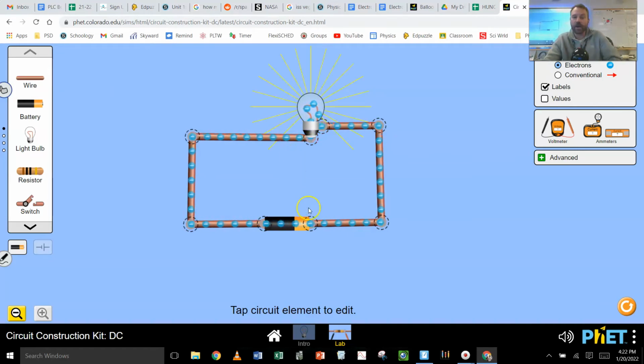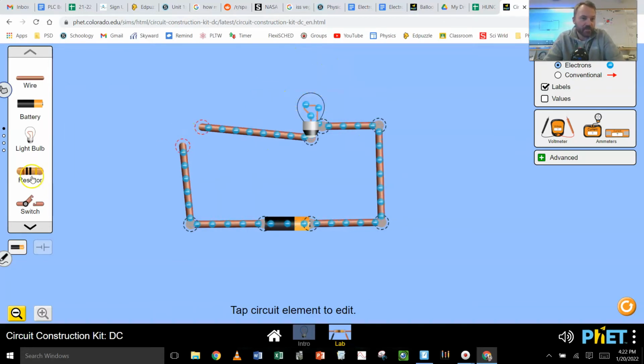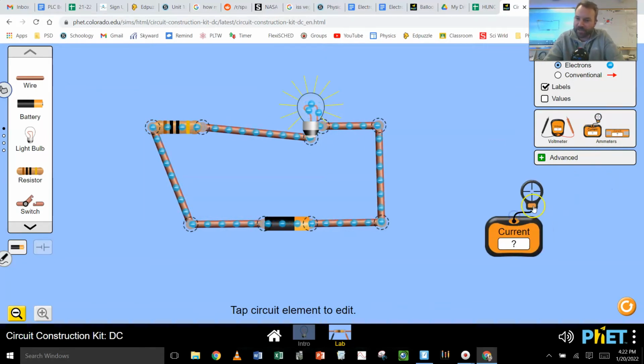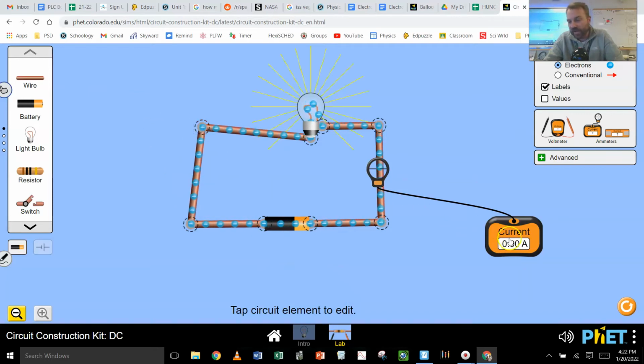Now, I can insert a resistor. So I can cut this, bring in a resistor, and you'll see that less current flows. And I can monitor the current by measuring it with this little device right here, and it will tell me 0.45 amps. I can get rid of that resistor, and now I have 0.90 amps. So I have more electricity flowing through here.